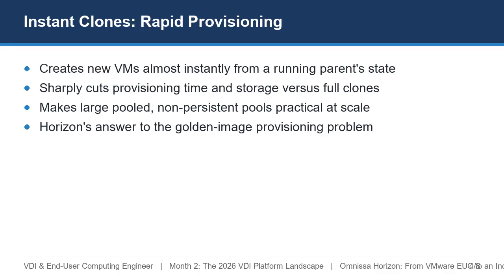Instant clones are Horizon's rapid provisioning technology. New desktop VMs spin up almost instantly from a running parent VM's memory and disk state rather than a full disk clone, which sharply cuts both provisioning time and storage use. This is what makes large pooled, non-persistent Horizon desktop pools practical at scale, the same problem MCS solves for Citrix and Compute Gallery solves for AVD.